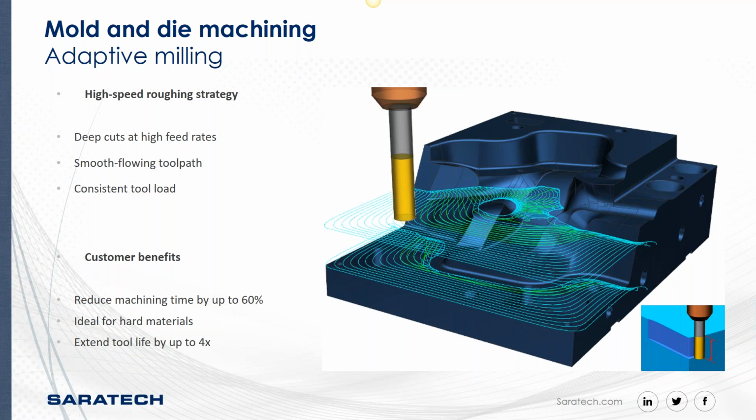Now this adaptive roughing is our high speed strategy. It gives a smooth flowing tool path, and as I said, a consistent tool load. Some of the benefits are it reduces the tool path time and the machining time by up to 60%. It's ideal for hard materials, and it can extend your tool life up to 4 times. These types of adaptive roughing strategies are going to become the consistent roughing strategy in industry. So if you're using the old style roughing strategies, you're very easily going to be quoted out to where you're not going to be able to compete in the market.